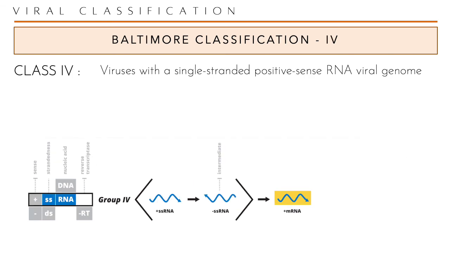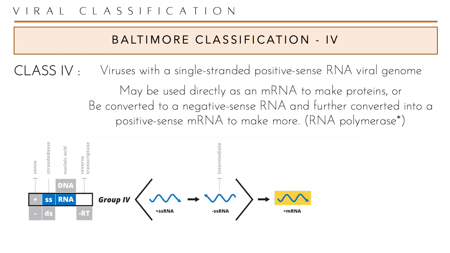Class 4 would be single-stranded positive sense RNA. And as you can see, with what it has already, diba? Ang goal natin is to make mRNA, which is single-stranded positive sense RNA, which it already is. So it can be used directly as an mRNA. It could be translated directly by the proteins, or remember, you're making viruses.